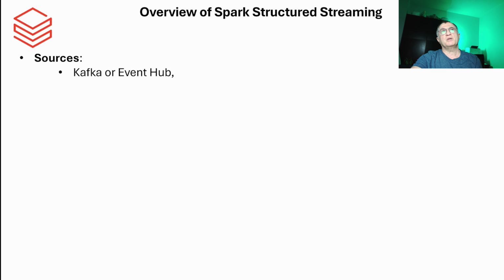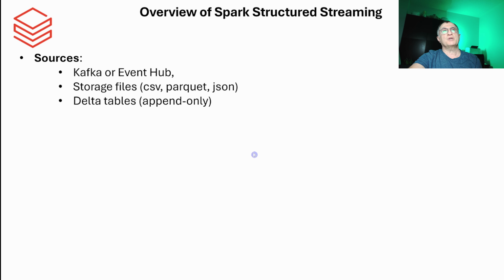Spark Structured Streaming can ingest the data from Kafka or Event Hubs. You can also ingest from storage files. So we'll be building our demo around storage files in today's tutorial. And there are many types of files that you can ingest from. You can also read the streaming from Delta tables. However, keep in mind that these tables need to be append only.